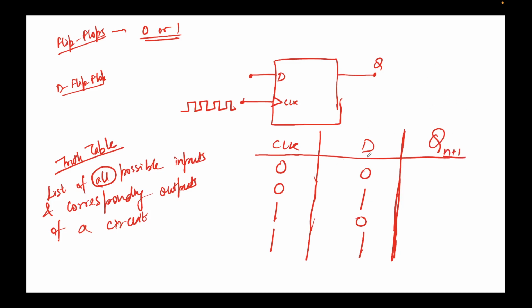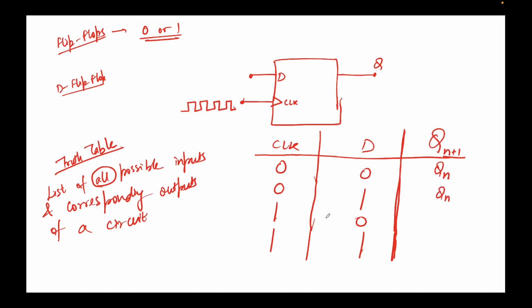I'll draw a waveform also, but just for the sake of understanding, let's assume this is the Qn plus 1. Whatever the value of D is, when the clock is 0, when the clock is low, the D flip flop will be switched off. It will not do anything. So the next value of Q will be nothing but the previous value, which is denoted by Qn. Again the clock is off here. The D flip flop cannot do anything. It will just retain the previous value, which you denote by Qn.